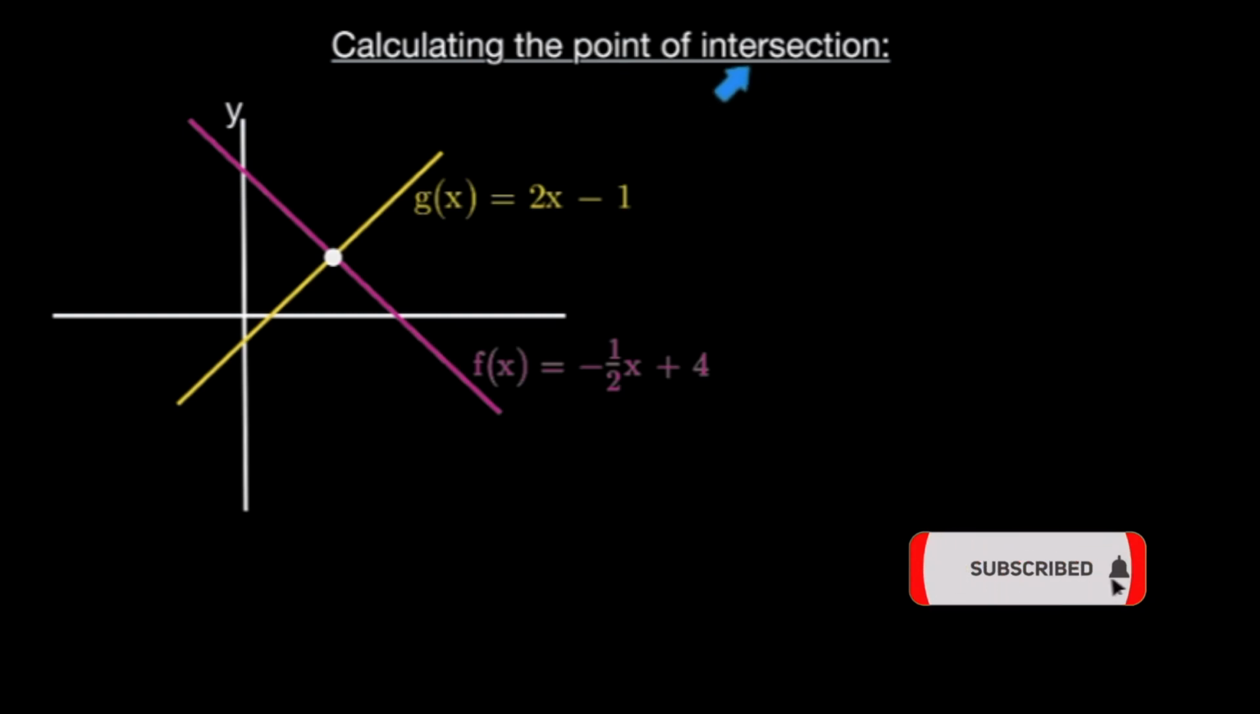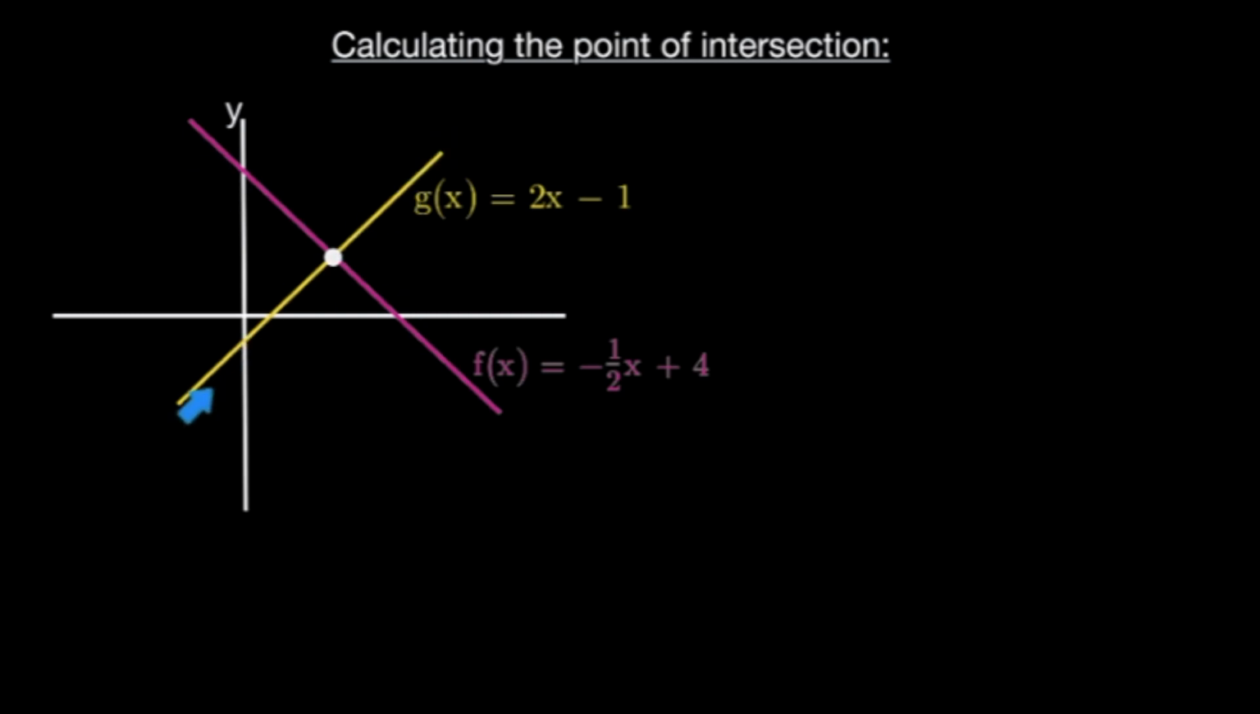Now the point of intersection is the place where two graphs touch one another. In this case we've got two linear lines, or two straight lines, and they cross one another at this point. So this point is the point of intersection. So what is it that we want to calculate? We want to calculate the coordinates of this point.